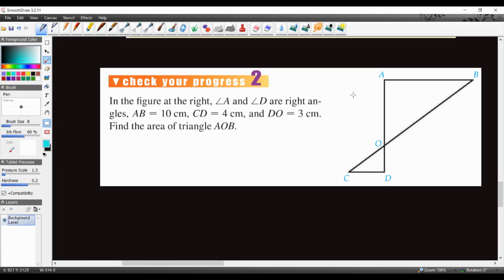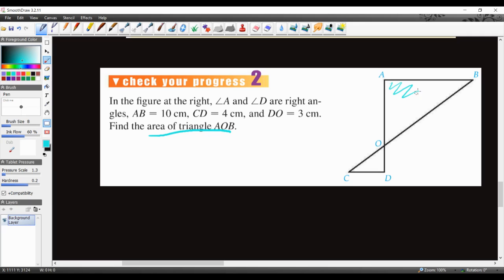It's actually a multi-layered problem because they want the area. So let's read it through. It says in the figure at the right, angle A and angle D are right angles. AB is equal to 10 centimeters, CD is 4 centimeters, and DO is 3 centimeters. Find the area of triangle AOB.